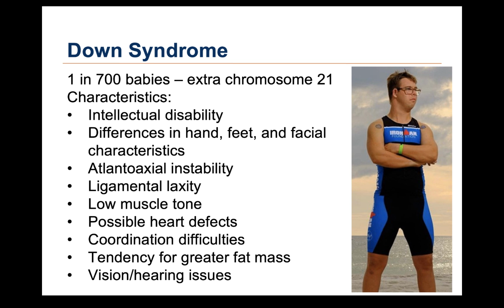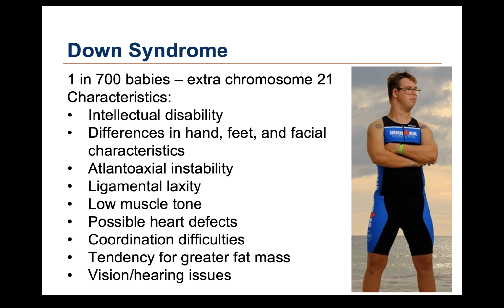There's also a tendency for people with Down syndrome to have greater fat mass, but this and coordination difficulties may be reduced when people with Down syndrome have access to high-quality, adapted physical activity and sport programs and maintain a healthy diet. Vision and hearing problems, including an increased tendency to get ear infections, which can also contribute to hearing issues, are also common in people with Down syndrome. Although all of these are common signs and symptoms of Down syndrome, not everyone with Down syndrome has these issues.